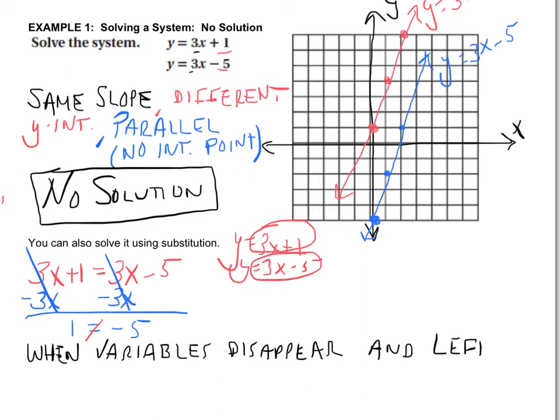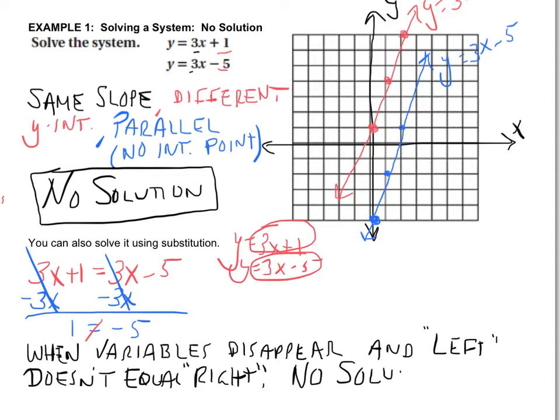and the left doesn't equal the right, meaning the 1 and the negative 5 are obviously not the same. So there is no solution. And again, we don't want to say that the solution is 0. We don't want to say that it's 1 or negative 5. 1 is not negative 5, which means no matter what I would plug in, I will never get those two sides to equal.